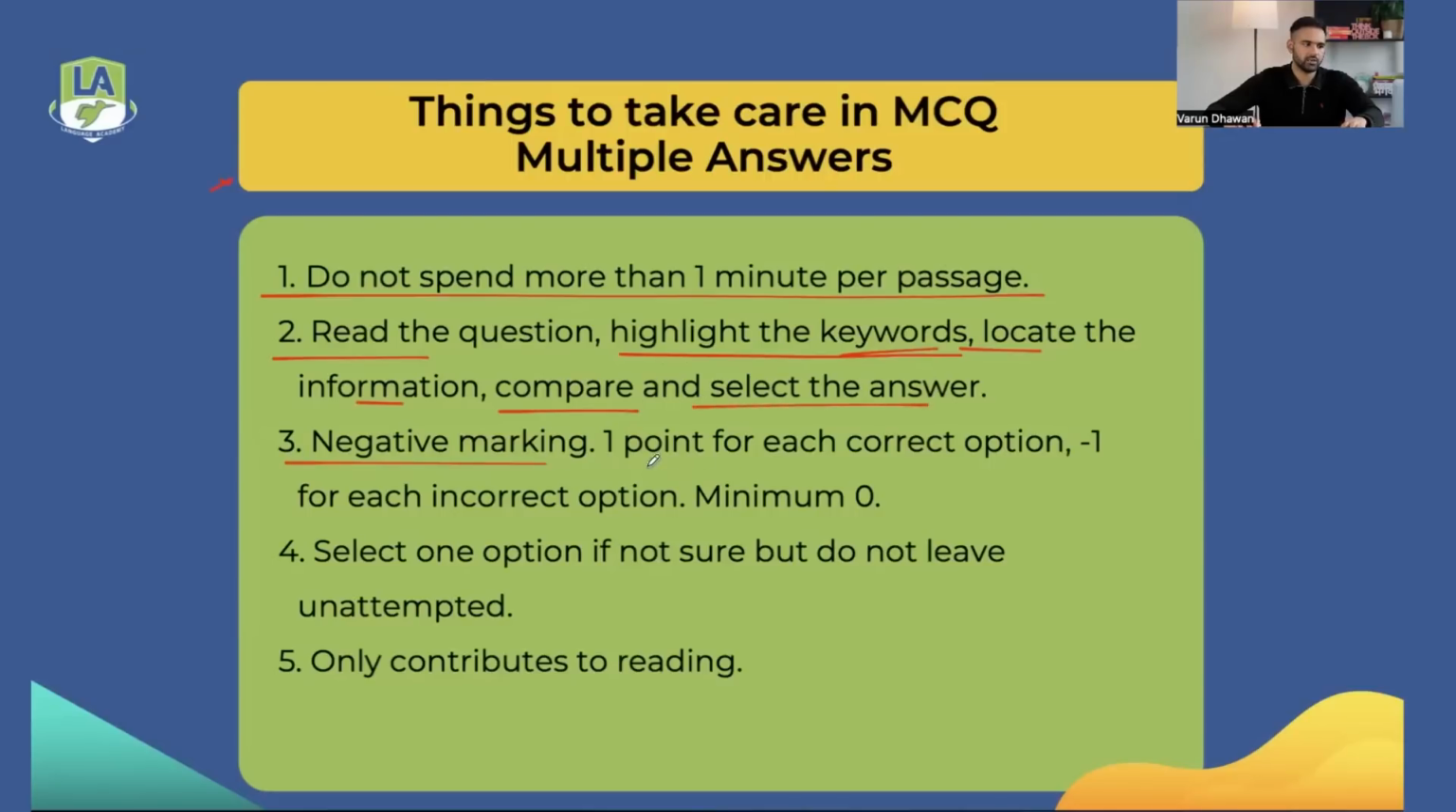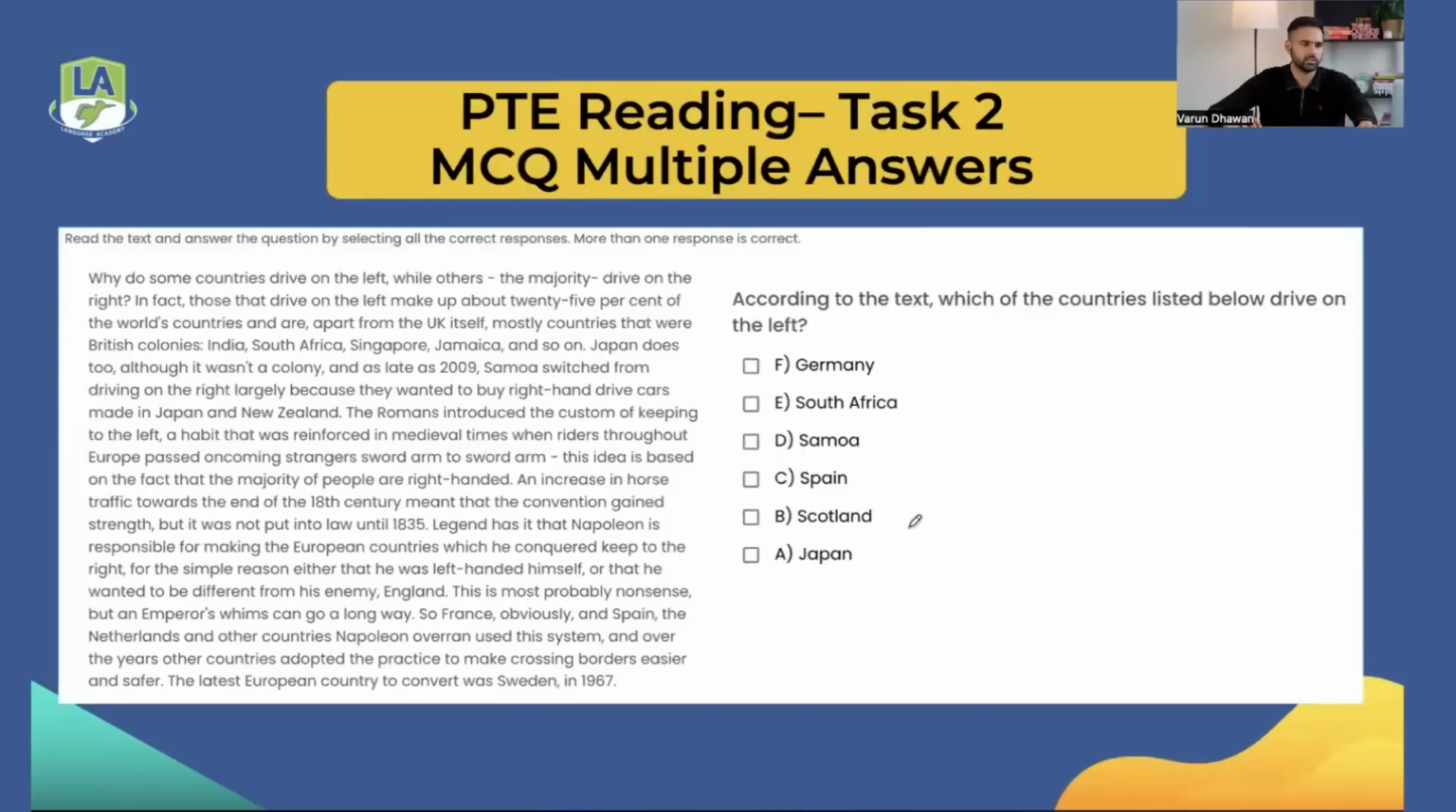There's negative marking. You get 1 point for correct answer, -1 for incorrect. Minimum is 0. Let's say you have selected two options, both are incorrect. You won't get -2, you'll only get 0, so you don't stress about it. Select only one option if you're not really sure, because let's say you have selected two, one is correct, one is incorrect, you end up getting 0. It's better you select one which you're 100% sure, at least you'll get 1 on 2, and that will land you in a better position. This only contributes in reading, so you don't really need to stress much about it.